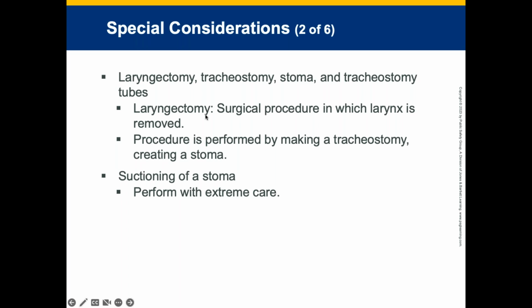Other things to look for as well: laryngectomy would be more of a surgical procedure in which the larynx is removed, performed by making a tracheostomy, thus creating a stoma. Surgically removing the entire larynx is called a total laryngectomy. A partial laryngectomy entails surgical removal of a portion of the larynx. Artificial ventilation through the nose and mouth may still be effective after a partial.